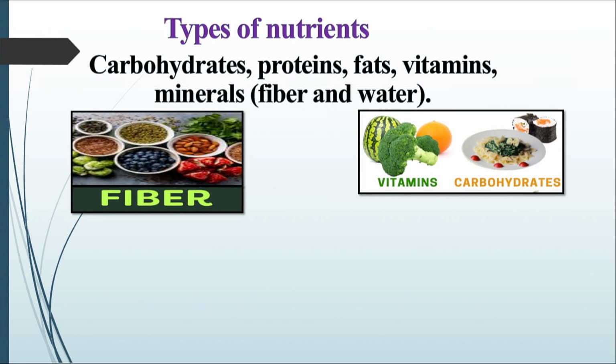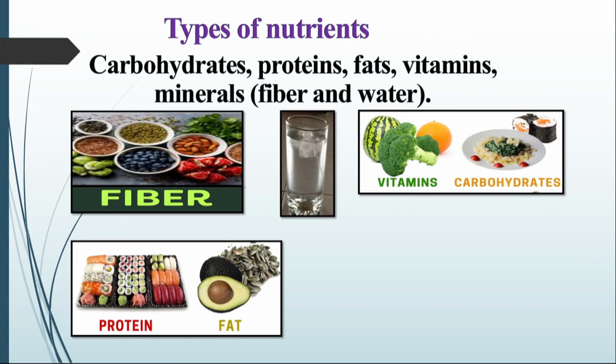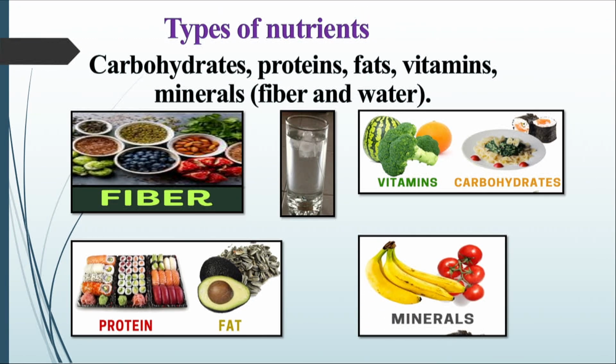We get fiber from all these different plant foods. We get vitamins from fruits and vegetables. And we get carbohydrates from grains and cereals. We get proteins from animal products, fats from avocados and seeds. But don't forget, you need to drink enough water to stay hydrated. We also need minerals from fresh fruits and vegetables like bananas and tomatoes. These foods contain the minerals, vitamins, carbohydrates, fats, and proteins that we need.